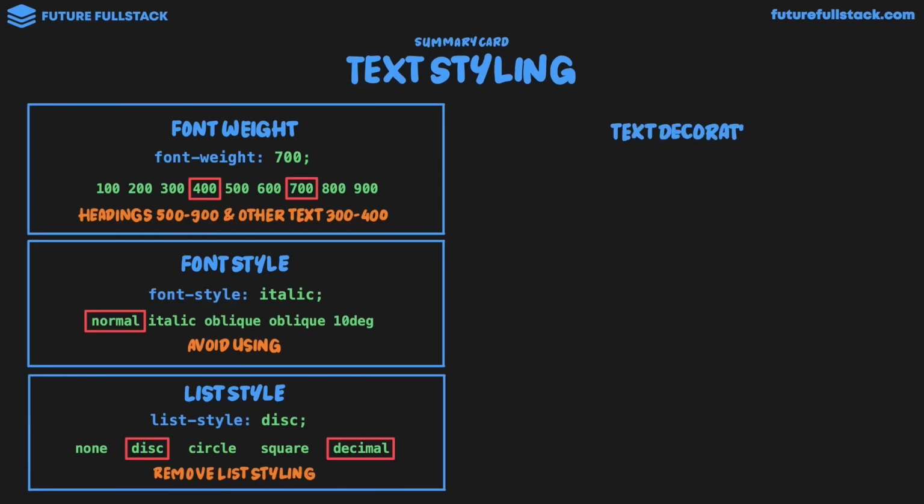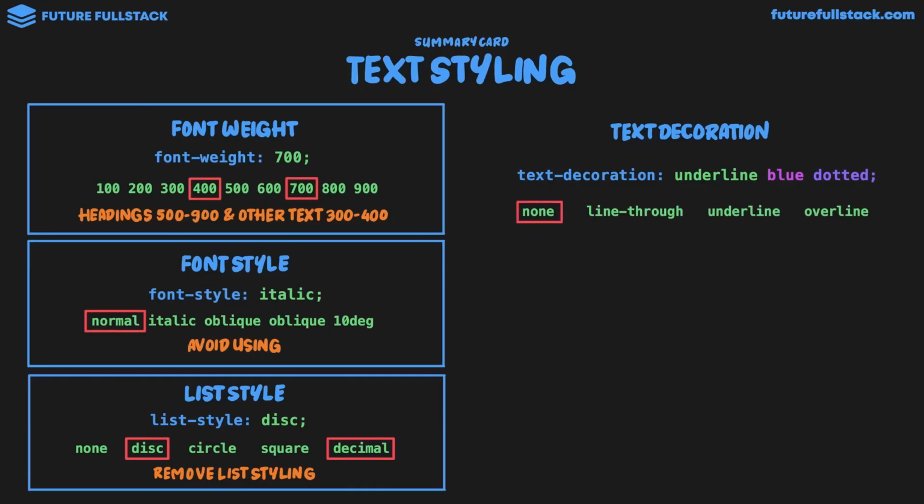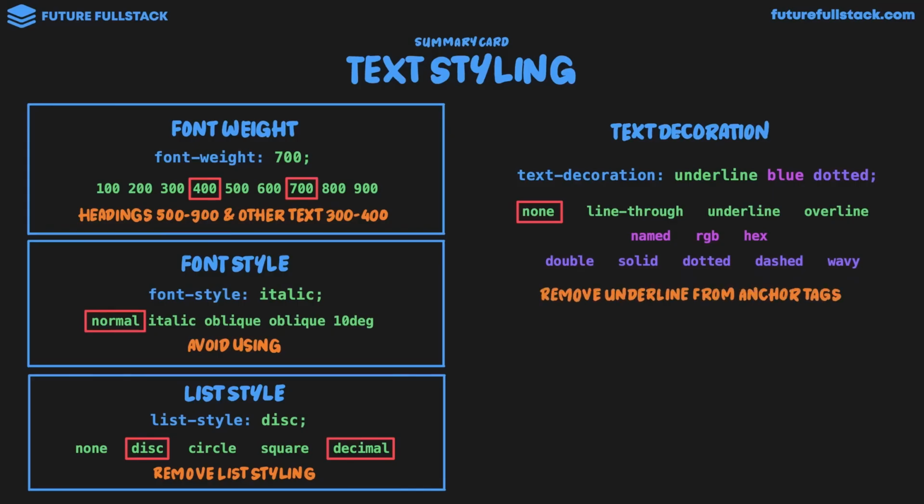We also saw text decoration, where the CSS property looks like this, and there were 3 values. The first was the line value, then the color value, and then the style value. Line values include none, line through, underline, and overline, where none is the default property. For color values, you can use name colors, like we've done here with blue, or RGB or hex values, which we'll be talking about soon. And for the style value, values include double, solid, dotted, dashed, and wavy. For the design guidance, we saw we should remove underline from anchor tags.